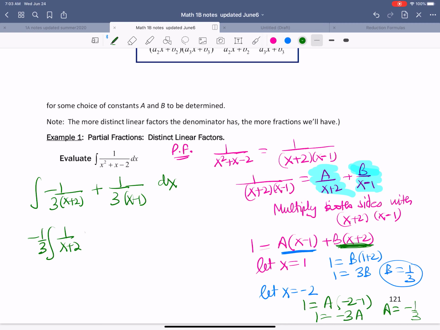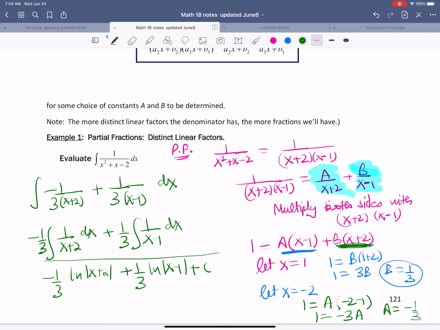Negative 1/3 times 1 over x plus 2, positive 1/3 times 1 over x minus 1, dx. So it's negative 1/3. The integral of 1 over x plus 2 is the natural log of x plus 2. We have the derivative of this sitting on the top, so you can do u-substitution, or you can directly see that it's going to be the natural log of x plus 2 and the natural log of x minus 1. And that's the method of partial fractions. We just evaluated this integral using the method of partial fractions.